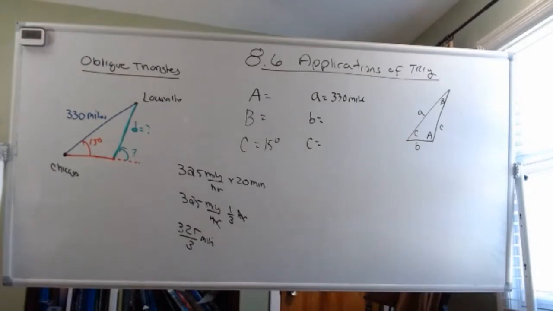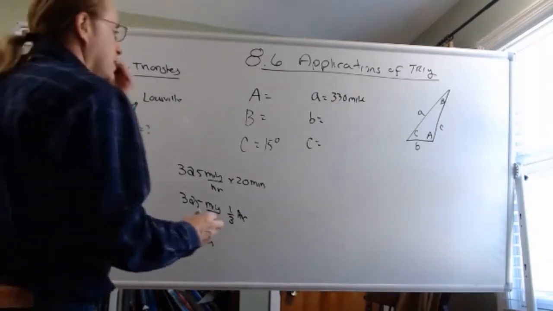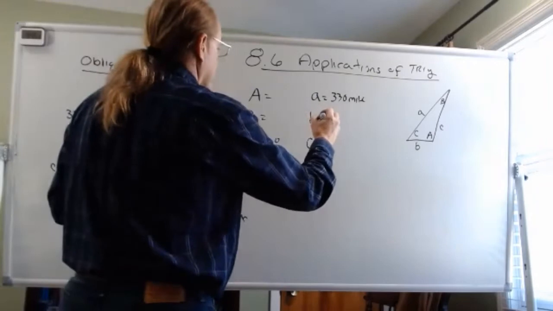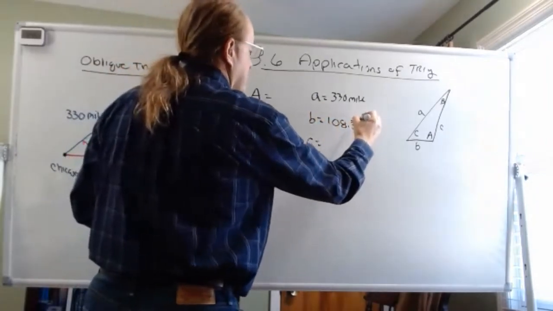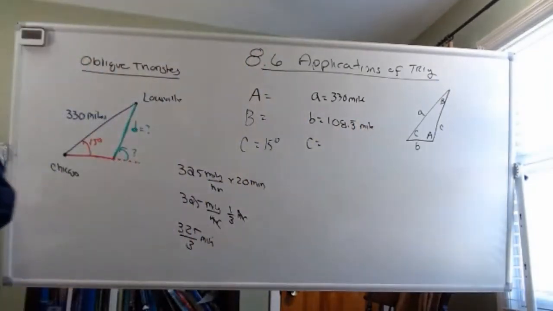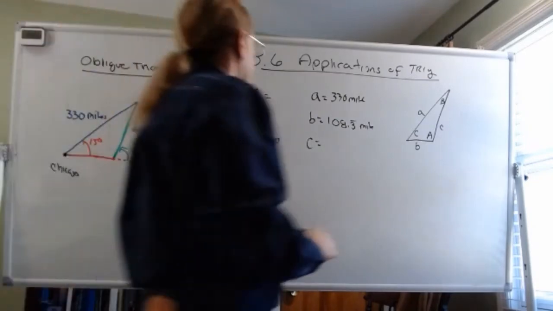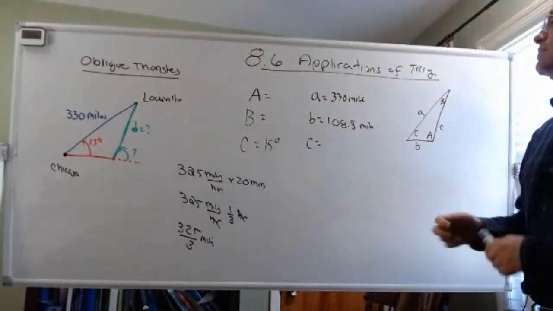So 325 divided by 3 gives me 108 1/3. So let's just say my length B is 108.3 repeating miles. I think that's it. Yep, okay. That's all the information I know. I know 3 pieces of information so I can solve that triangle.